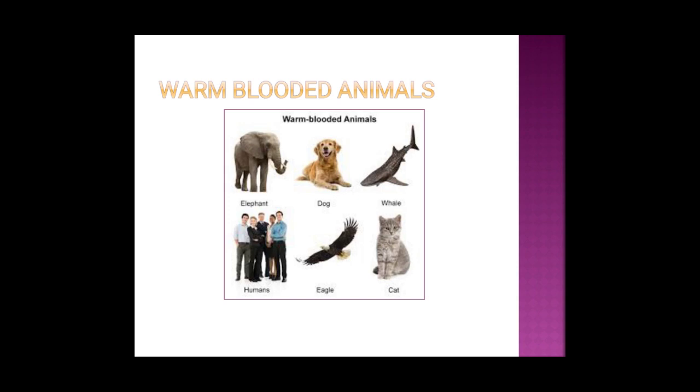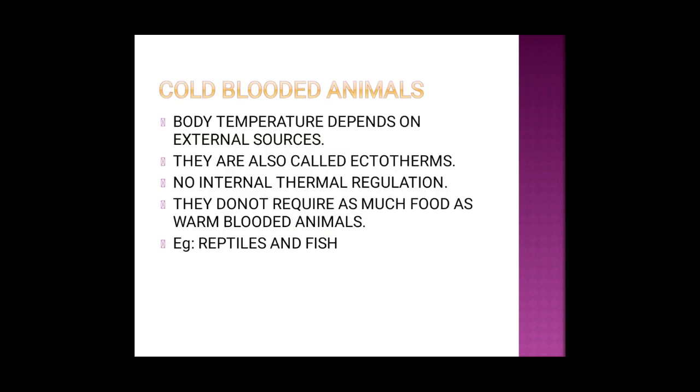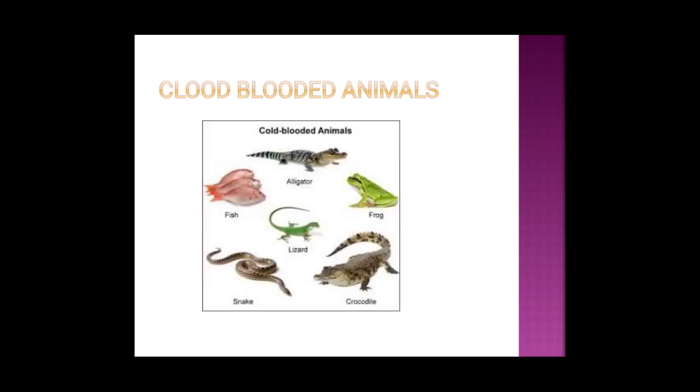Here you can see some examples of warm-blooded animals. They have a constant body temperature. Now moving on to cold-blooded animals. In cold-blooded animals, body temperature depends on an external source. They are also called ectotherms. No internal thermal regulation is found in them. They don't require as much food as warm-blooded animals. Examples are reptiles and fish.